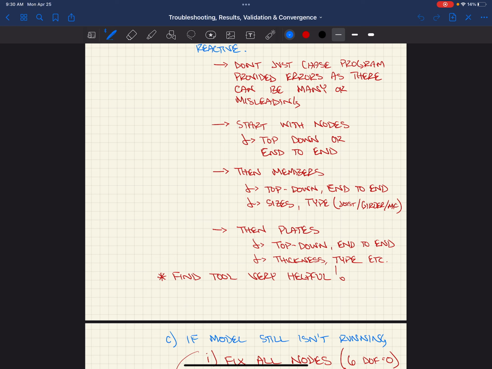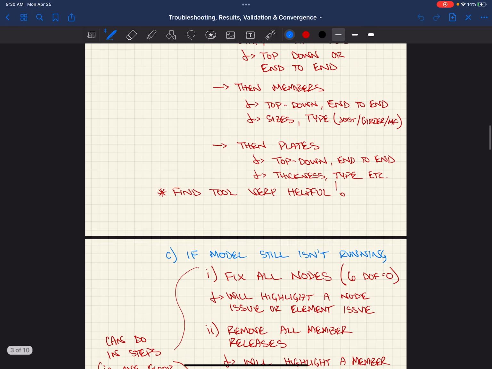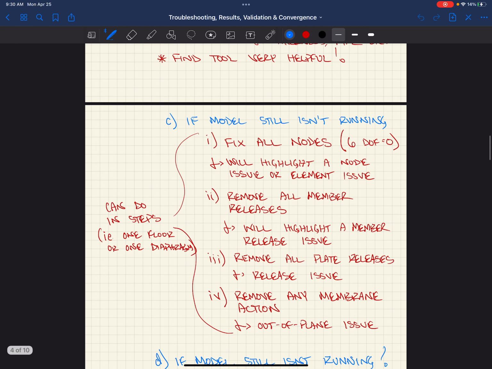Back and forth, back and forth. If the model still isn't running, and this might happen with big models, you think you've gone through and found everything, you've gone through it twice, 3 times, maybe 6 times. You spent 3 days on it. You leave the office at 1 in the morning, completely demoralized, and you still don't have the model running. You're just super upset. You can start and do some of these in steps.